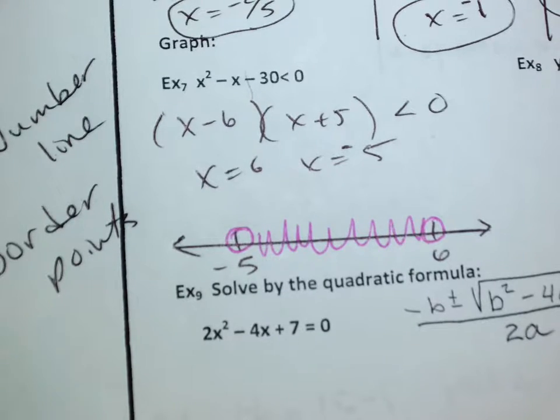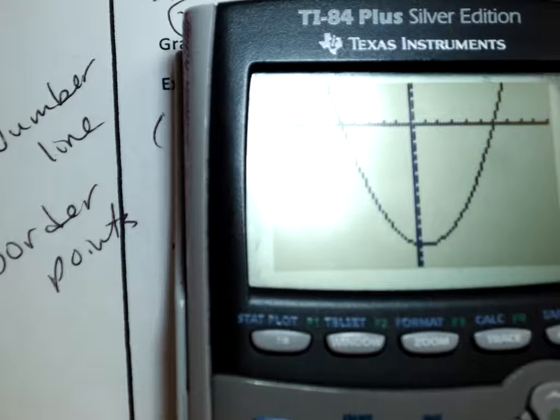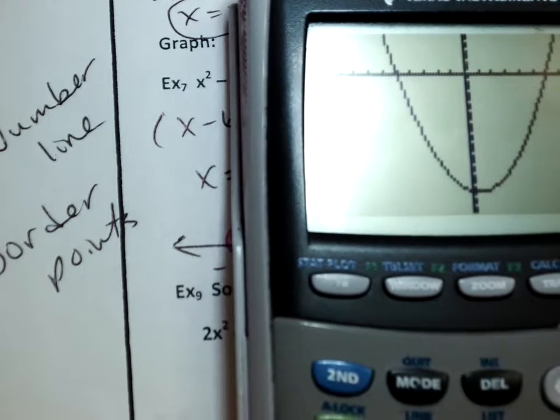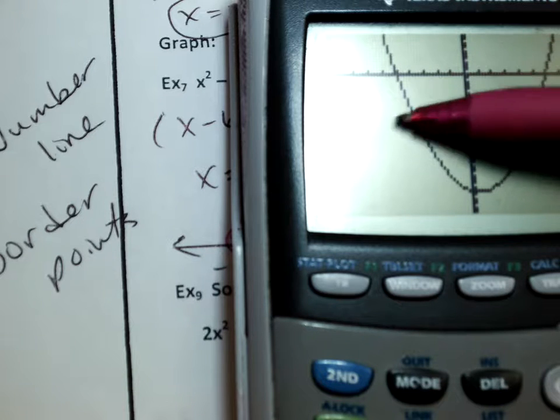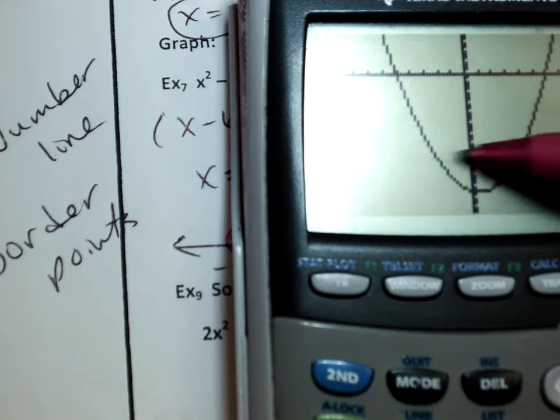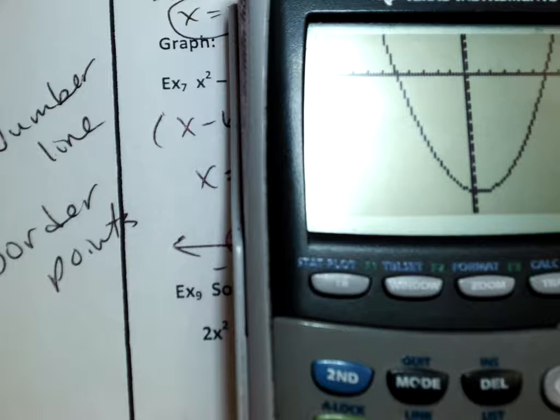While I'm here, take a look at the graph anyway. Why not? The graph actually gives it away, because all of these are negative values which are less than 0. So you'd have to shade in between here and here. It's another way to do it, huh? Without even factoring it, you can do it with the calculator.